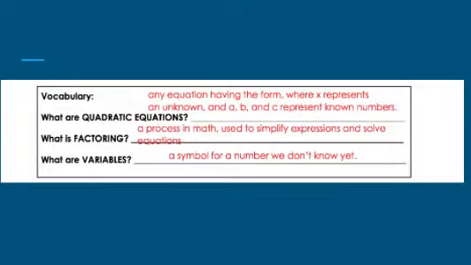So, quadratic equations are any equation having the form where x represents an unknown and a, b, and c represent known numbers. Factoring is a process in math used to simplify expressions and solve equations. Variables are a symbol for a number we don't know yet.